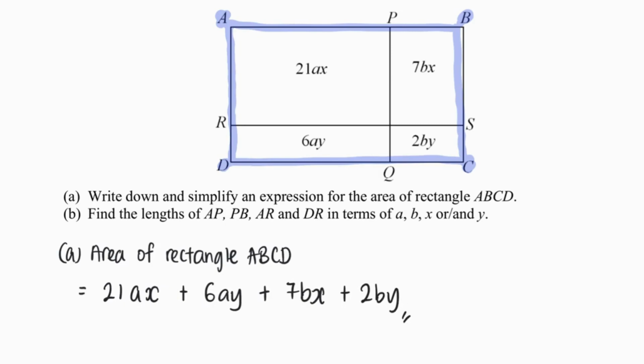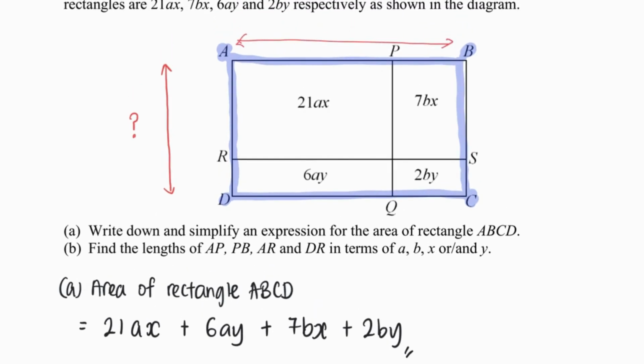Part B, find the length of AP, PB, AR, DR in terms of A, B, X, and Y. Well, the key idea now is, if I somehow know, okay, what is my length AD, and what is my length for AB, then that might give us some clue, okay?